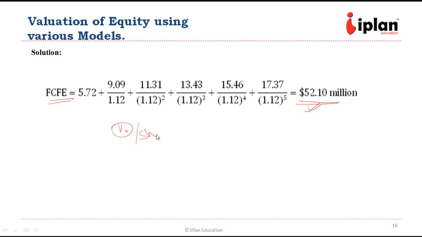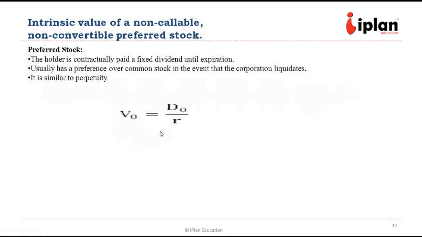Let us move to the next concept, which is the valuation of a preferred stock, which is non-callable and non-convertible. So it is simple preferred stock. There are no complications of call option and convertible option available with that. So for simple preferred stock, the holder is contractually paid a fixed dividend until expiration. So it will be same as perpetuity. Fixed amount of dividend is to be paid for unlimited amount of time.